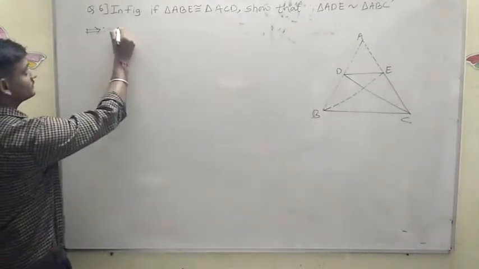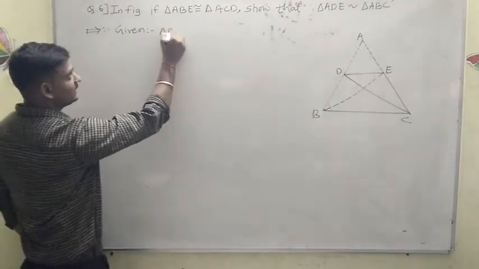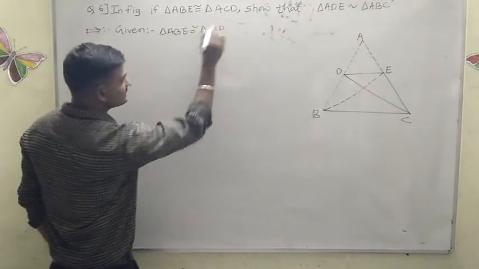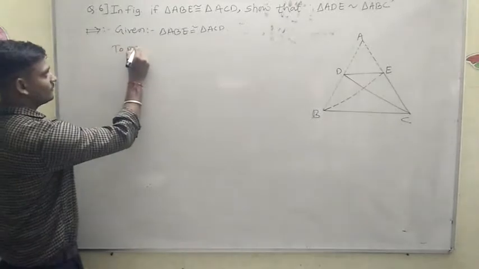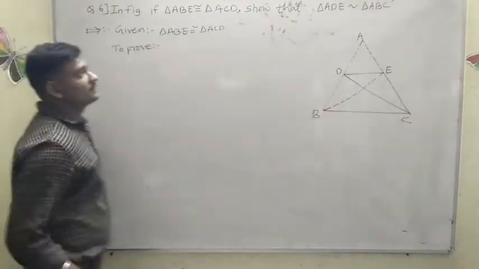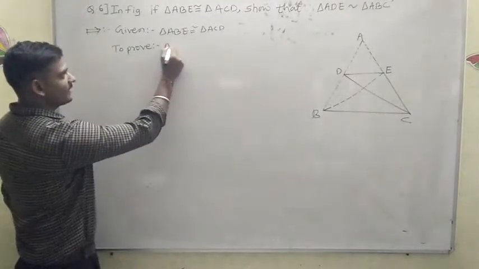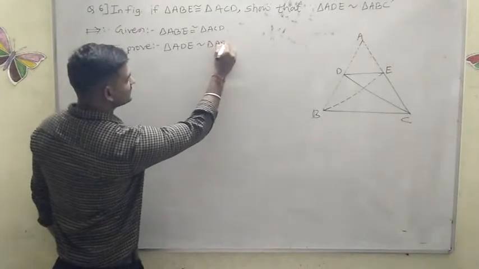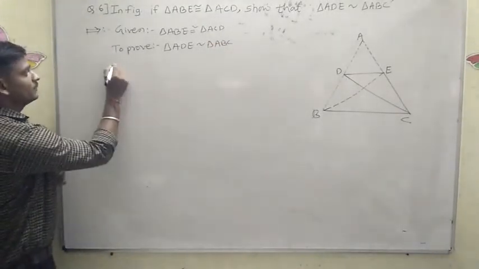Now, see here, I will write the given. What is given here? Triangle ABE is congruent to triangle ACD. It is given. Now, what we have to prove? Triangle ADE is similar to triangle ABC. We have to prove here. See here, how to prove? Proof.